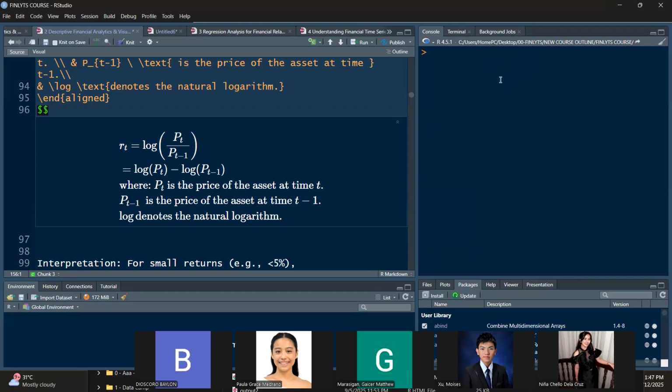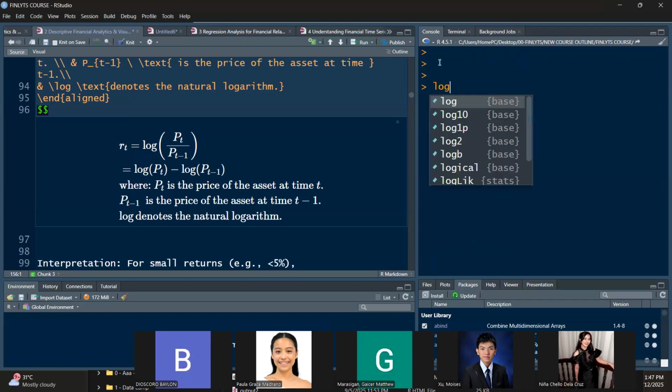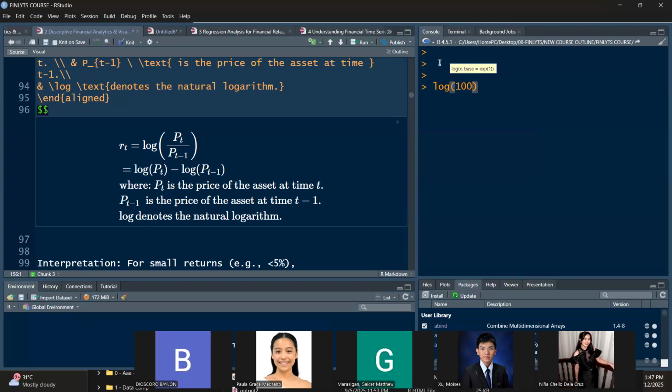In R, when we use log, we actually mean log of 100 using E as the base. That's why log of 100 will not be equal to 2, like the one I showed you a while ago. This is what Adrian shouted a while ago, that log of 100 is 4.6. Why is that so? Because E to the 4.6 is equal to 100.